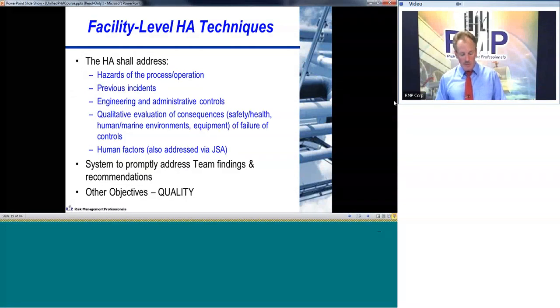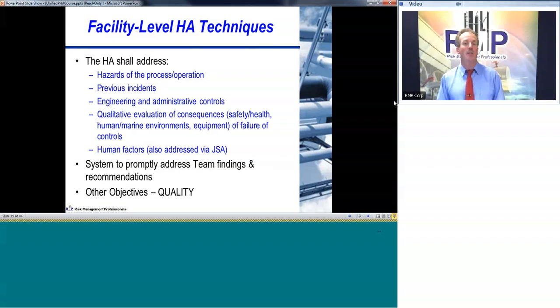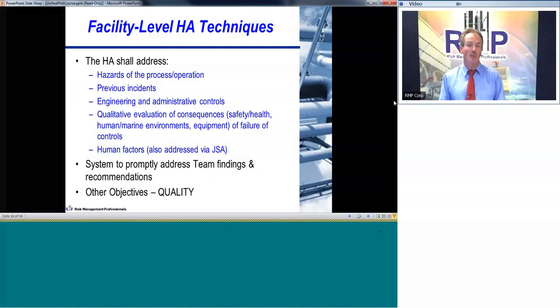One of the other things I'll be talking about a little bit, too, is the API Recommended Practice 14 and doing a 14C review. Those are things that can also be helpful here, too. So when you're looking at the different facility-level hazard analysis techniques, you want to make sure that they address the hazards of the process, they address previous incidents, engineering and administrative controls, a lot of people refer to those as safeguards, and make sure you have a qualitative evaluation of the consequences.